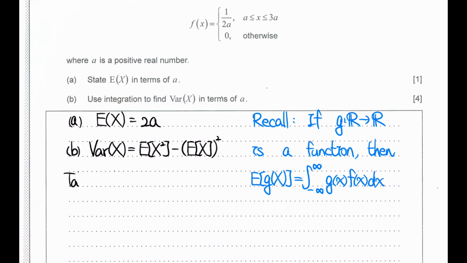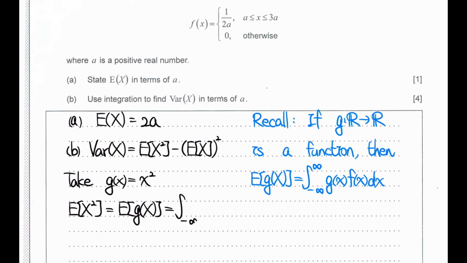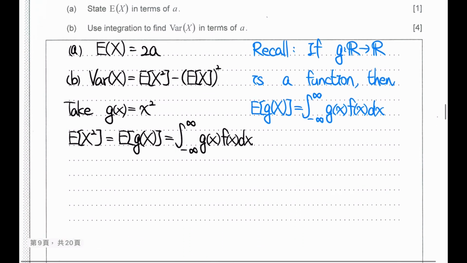So first we take g of x equal to x squared. So the expectation of x squared is equal to the expectation of g of capital X, which is equal to the integral from negative infinity to positive infinity of g of x times f of x dx. This results from the property we just mentioned. Alright, and then we plug in f and g to find out this integral.